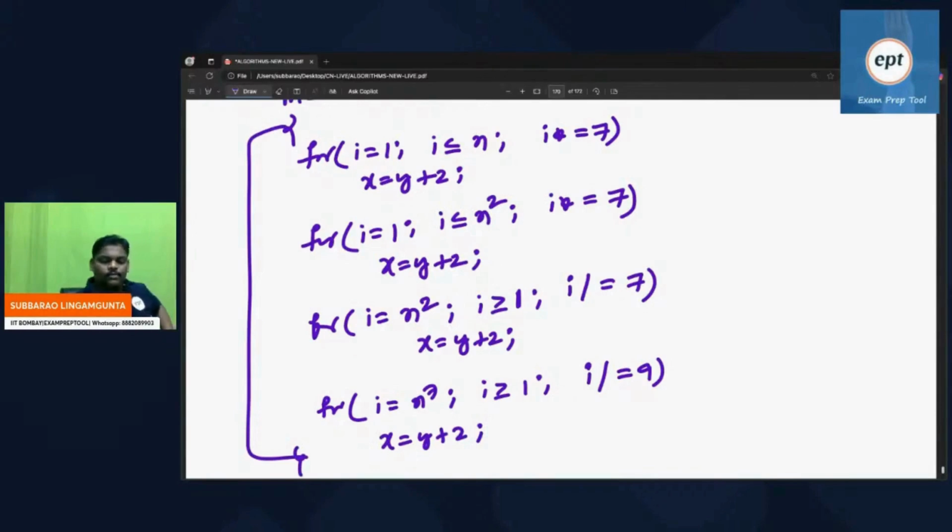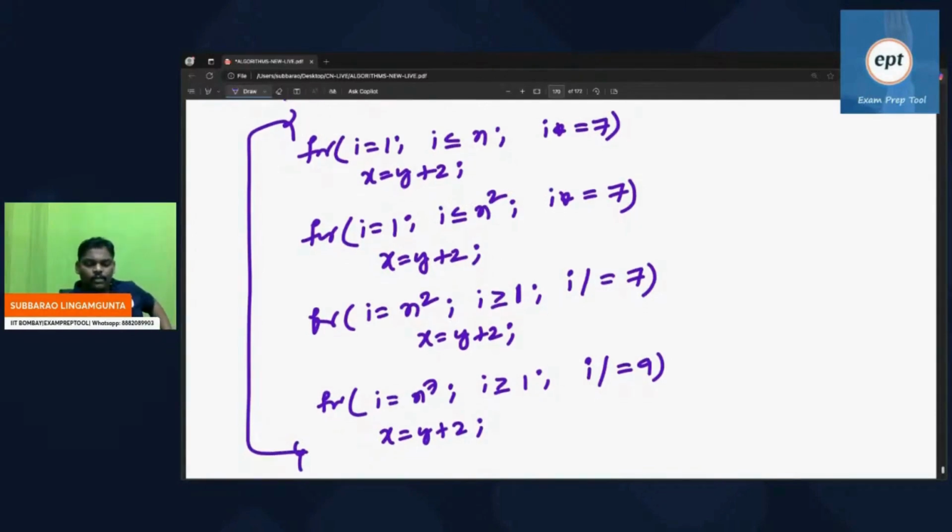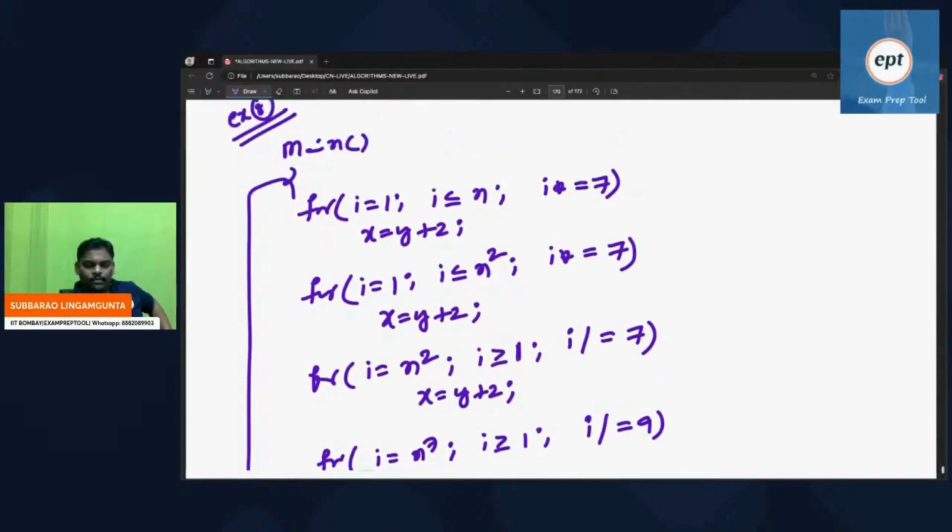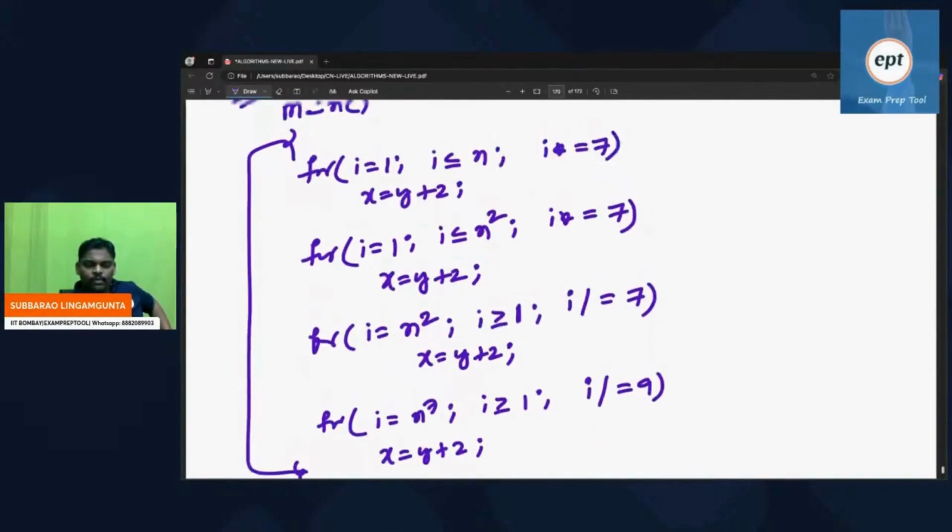What is the answer of this? What is the time complexity of this program? It is example number 8. Can you check this?